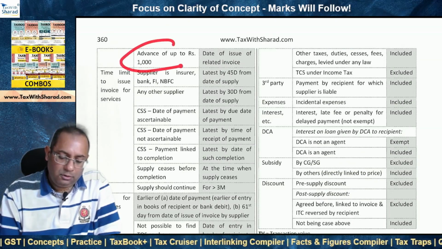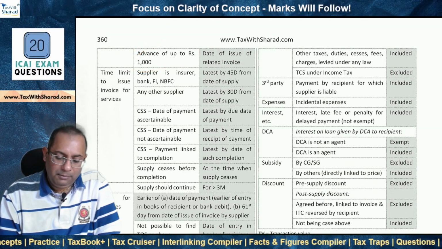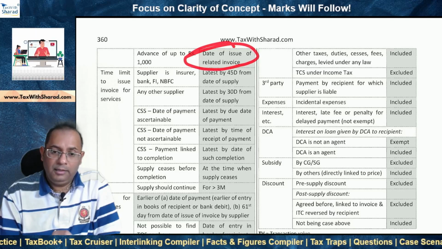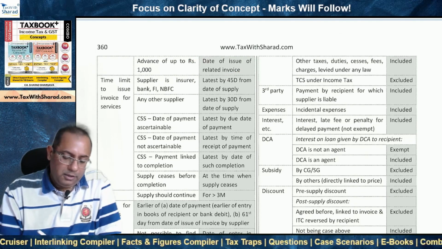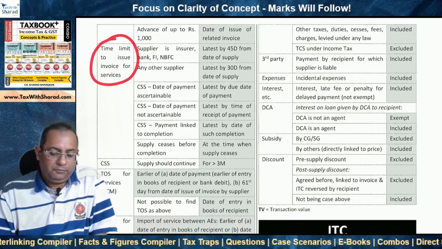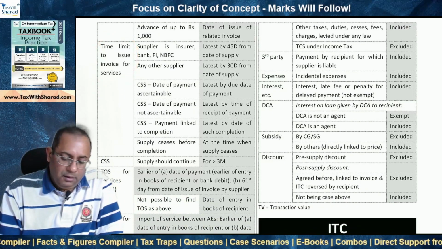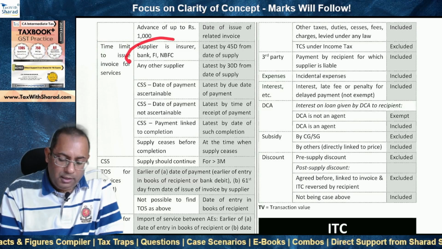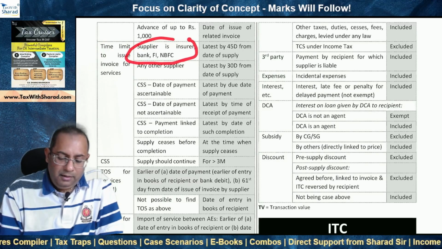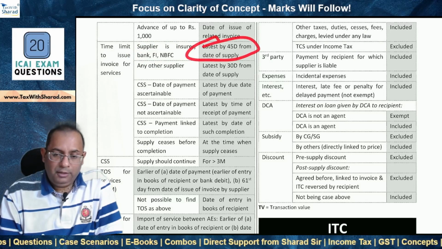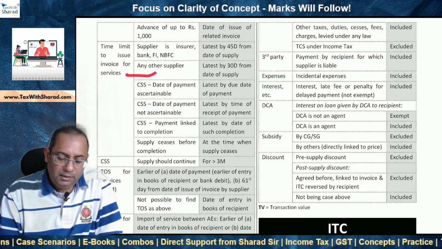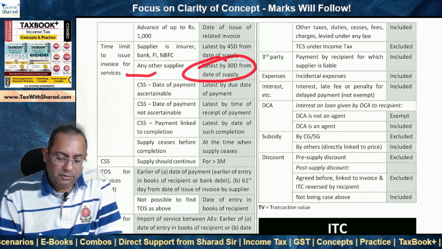In case of advance of up to rupees 1,000, the time of supply is the date of issue of the related invoice. Now, what is the time limit to issue invoice for services? Where the supplier is insurer, bank, FI, financial institution or NBFC, latest by 45 days from the date of supply. In case of any other supplier, latest by 30 days from the date of supply.